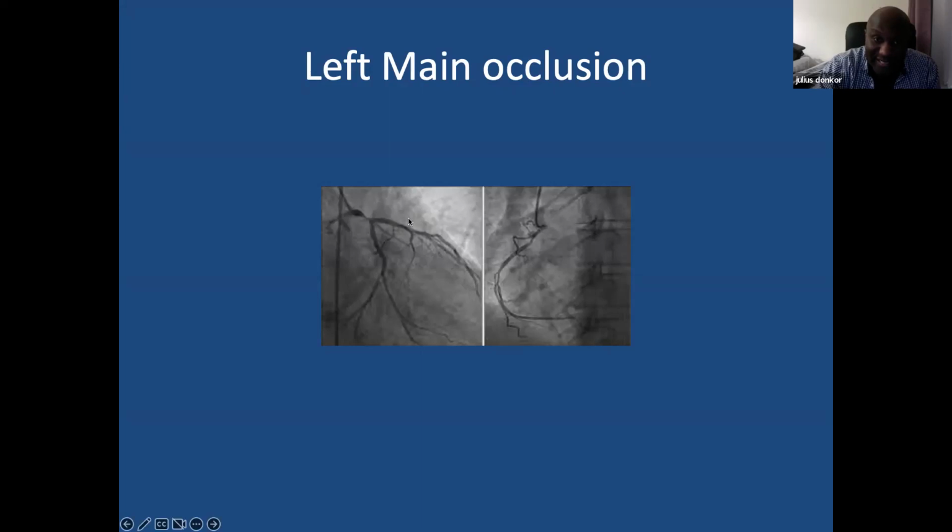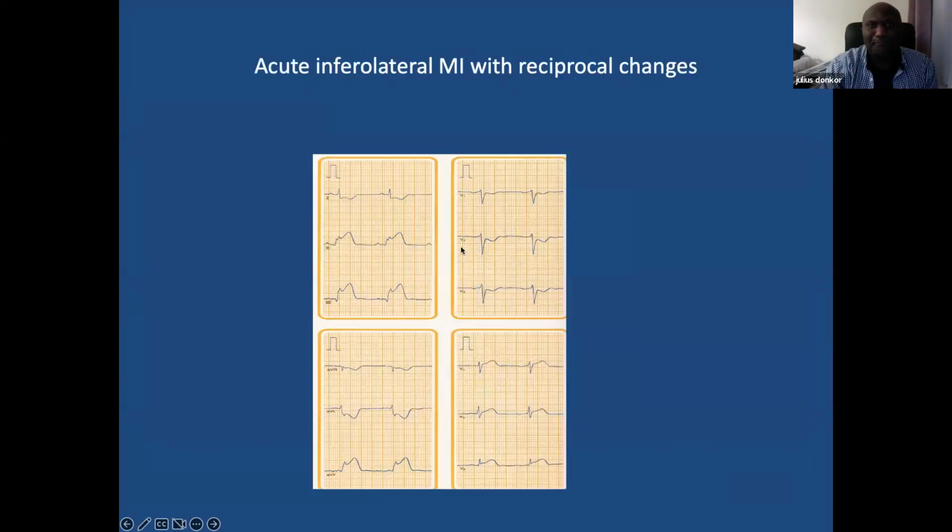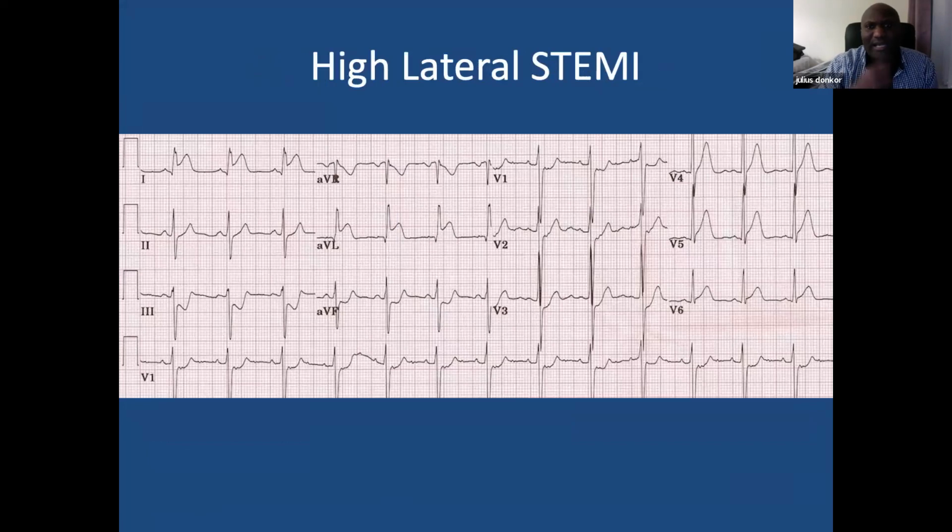And your first diagonal is also usually a bigger one, and can also supply blood to the high lateral LV wall. So that's your high lateral STEMI. You get ST elevation in lead 1, and we covered this last time, lead 1 and aVL. So you get reciprocal changes in your inferior leads here.